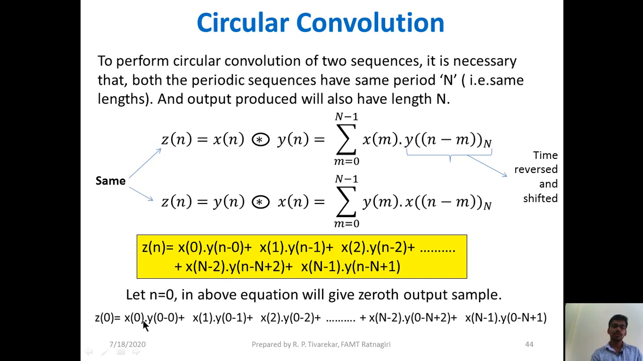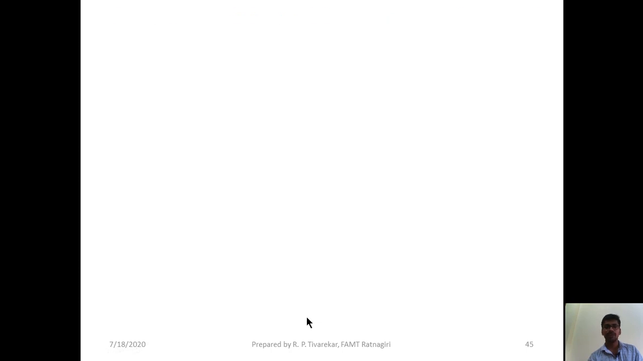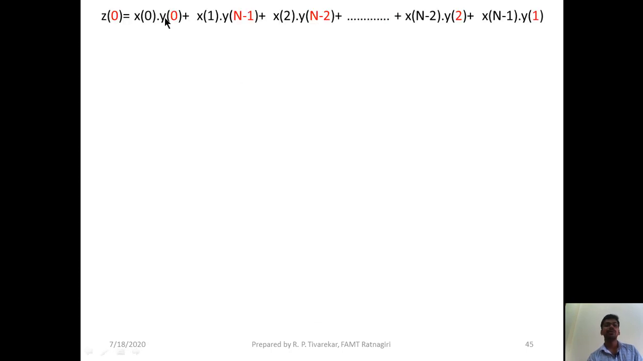So x0 y0 minus 0, x1 y0 minus 1. So I can rewrite this equation as this: x0 y0 plus x1 y of n minus 1 plus x2 y of n minus 2 plus dot dot dot plus xn minus 1 y1.